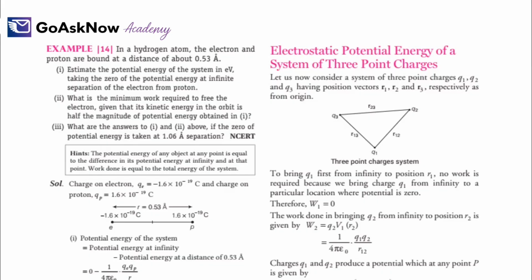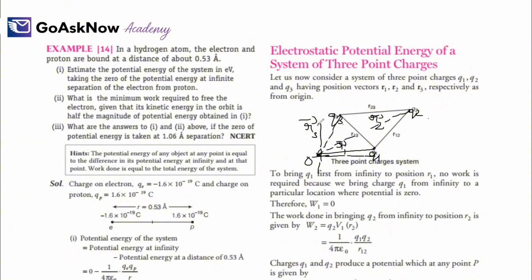Here you have 3 point charges, Q1, Q2, and Q3, and their respective distances from the origin are R1, R2, and R3. Let's take this as the origin. So this distance will be R1, this will be R2, and this is R3. These are position vectors. It is not given, but you have to see that this is R1, this is R2, this is R3.